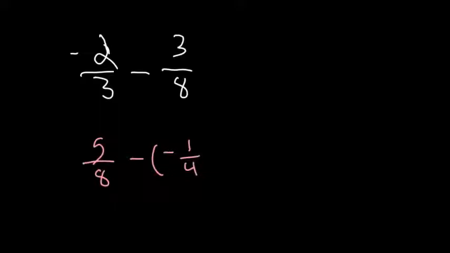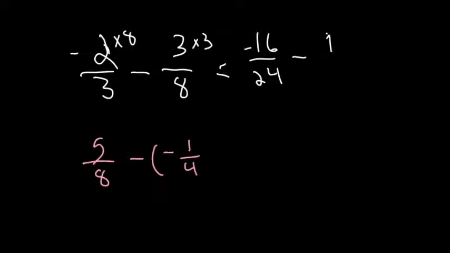Alright, so let's do some subtraction ones. And so first, find a common denominator. So the common denominator between 3 and 8 would be 24, so I can multiply 2/3 by 8 and 3/8 by 3 to give me 2 times 8 is 16, so that would be negative 16 over 24 minus 3 times 3 is 9 over 24.